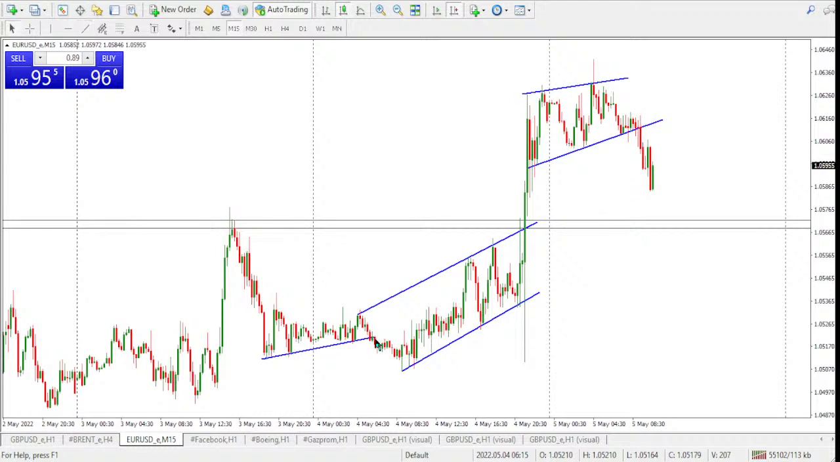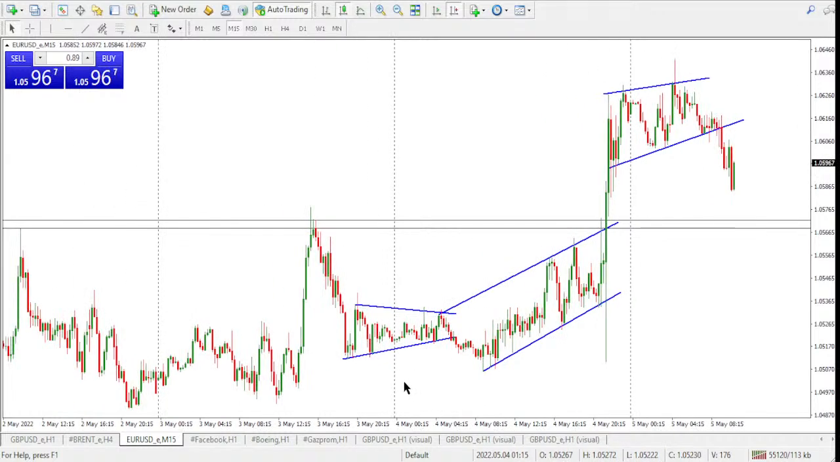We have that, and then we have another one like that. So this is a minor one. It was broken to the lower side. The price actually went down. And then let's see, we have that, and then you have another one.